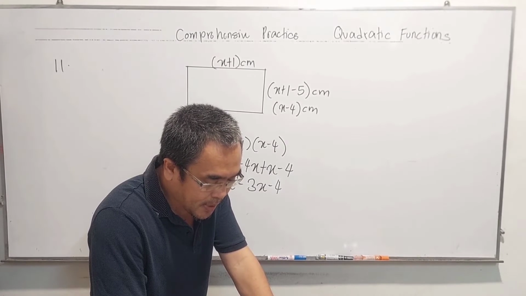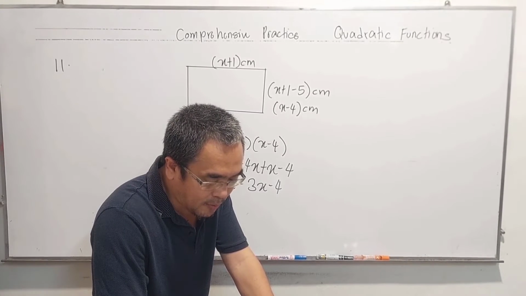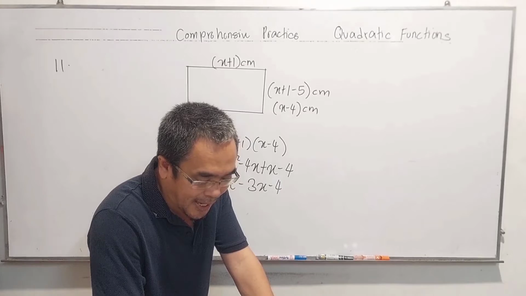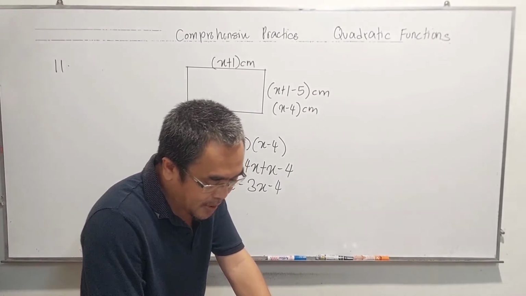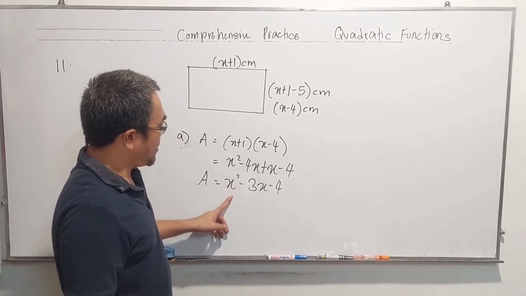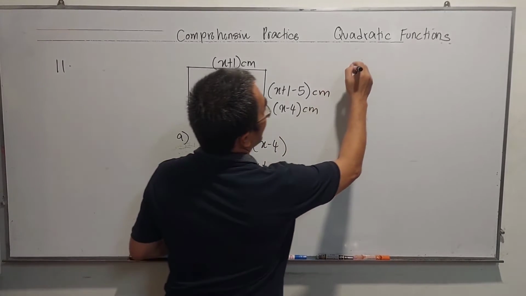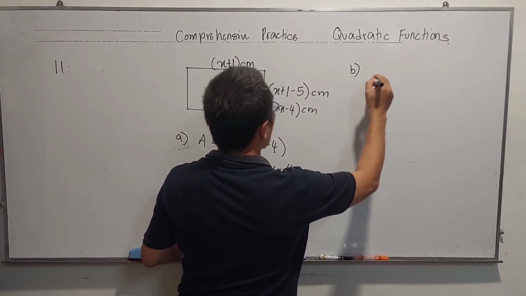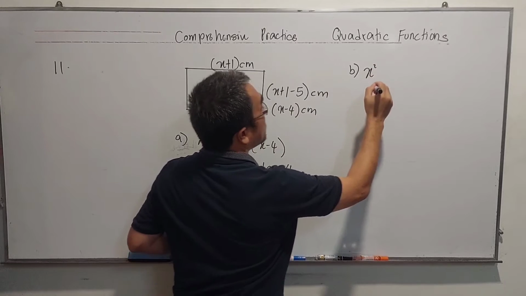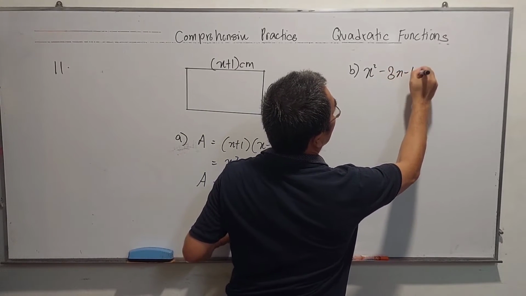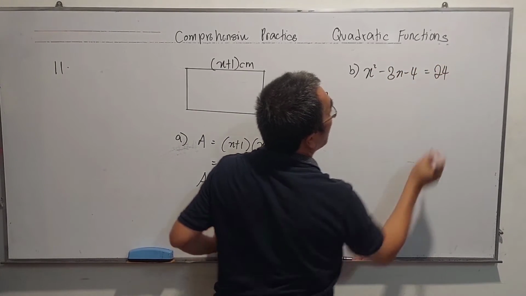And B, the area of the rectangle is 24 centimeters squared. Calculate the length and the width of the rectangle. The area is 24, so just replace A with 24. So we can say x squared minus 3x minus 4 equals 24.